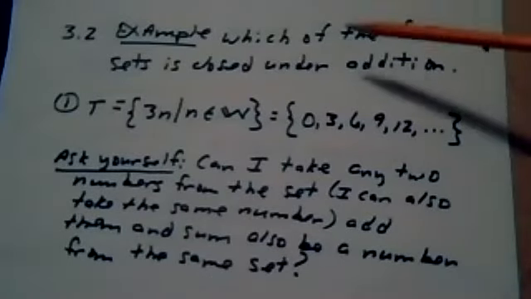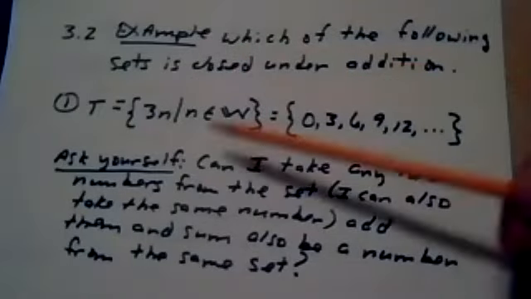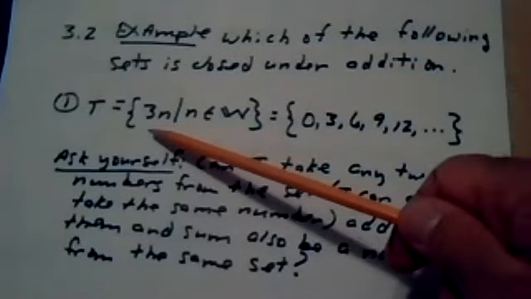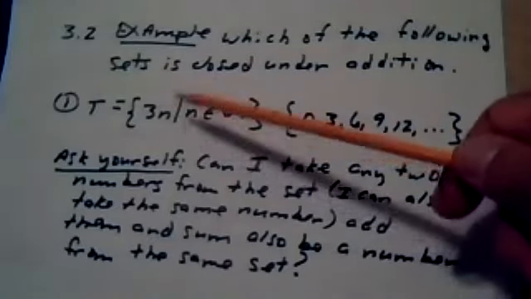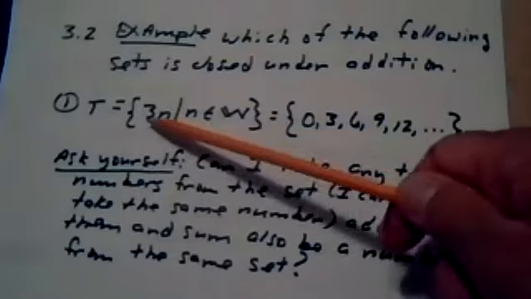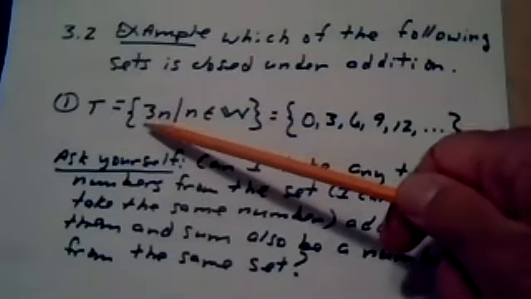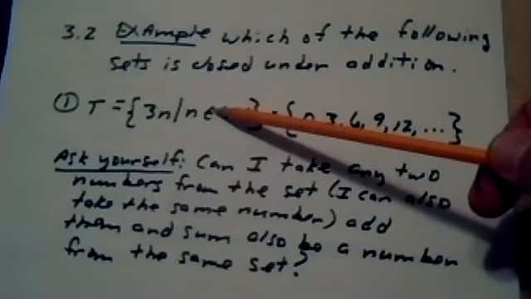Example, which of the following sets is closed under addition? So this set they give to us in a complicated way. We have to see what description it has and then produce the members. So they're telling us how to produce the members. They're saying the members from here are 3n such that the n is a member of the whole numbers.